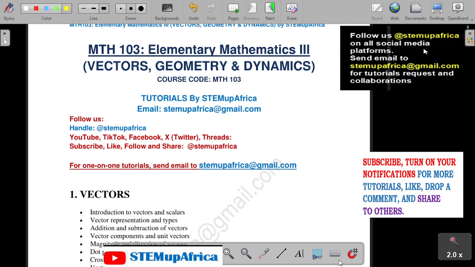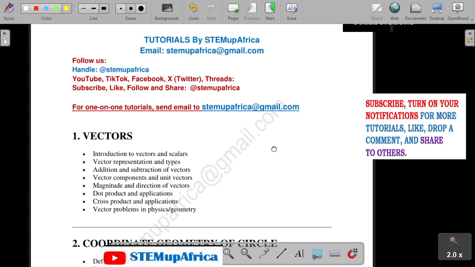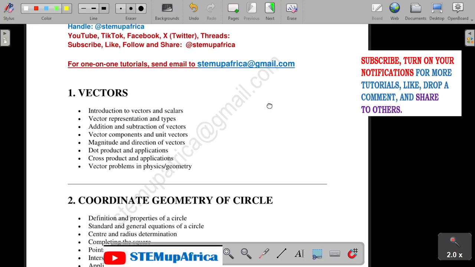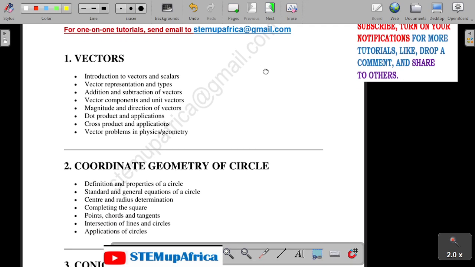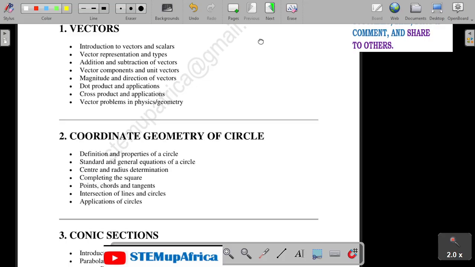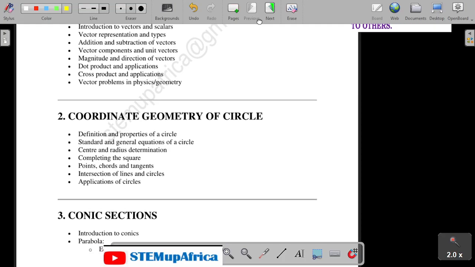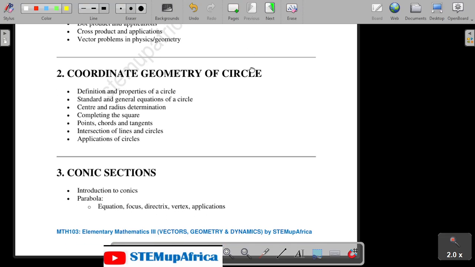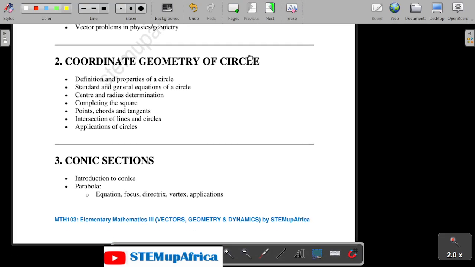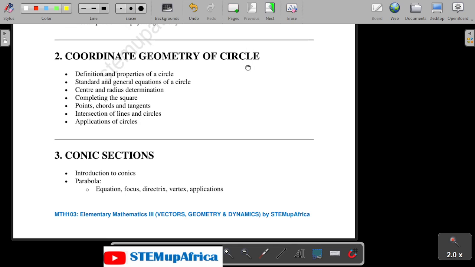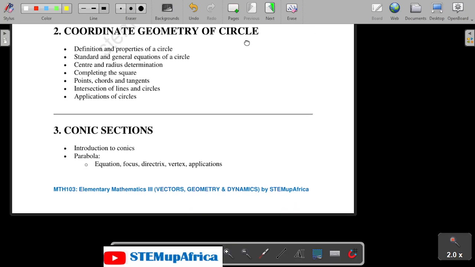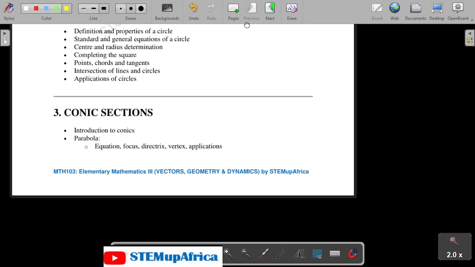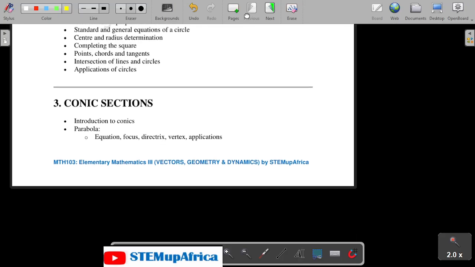The questions are in relation to vectors and scalars, vector representation and types, addition and subtraction of vectors, vector components and unit vectors, magnitude and direction of a vector, dot product and application, cross product and application. We also have vector problems in physics and geometry. We have coordinate geometry of a circle, definition and properties of circles, standard and general equation of circles, center and radius determination, complete the square, point, chord, and tangent, intersection of lines and circles, application of circles. Also have conic sections, where you have parabola, focus, directrix, vectors, and its applications.